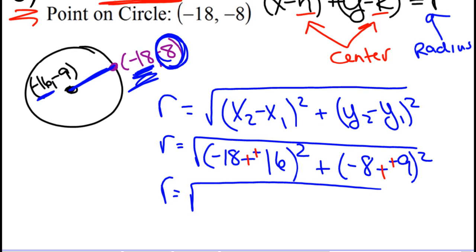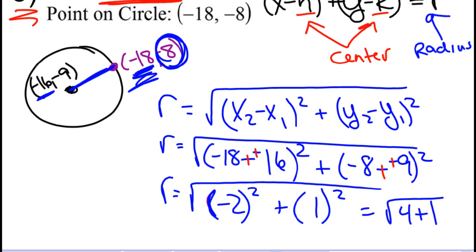So negative 18 minus a negative 16 is negative 18 plus 16. This is going to be a negative 2 quantity squared plus, and over here positive 1 squared. So when we do this, we'll get the square root of 4 plus 1. So our radius is going to equal the square root of 5. Whatever units we're in, centimeters, inches, it doesn't matter. The length from the center of our circle to the edge of our circle is the square root of 5.